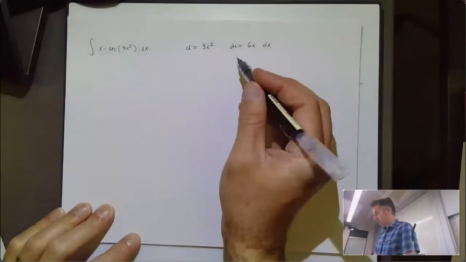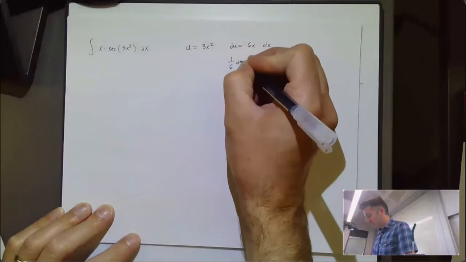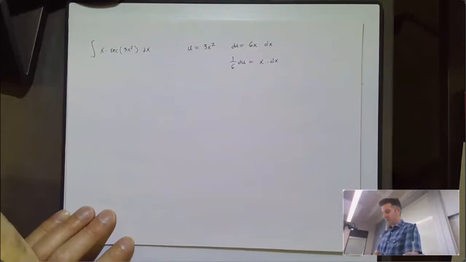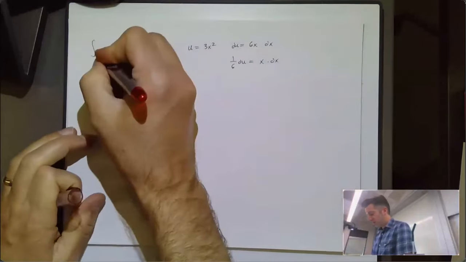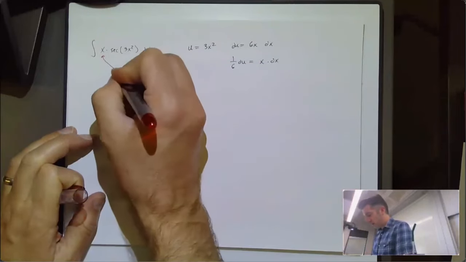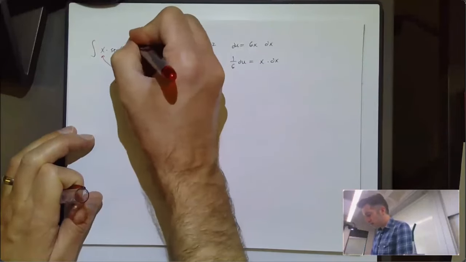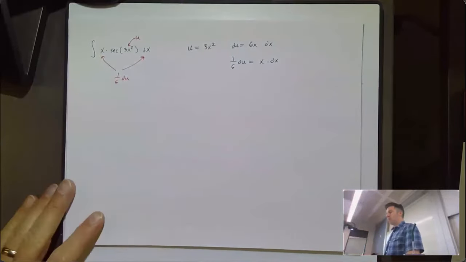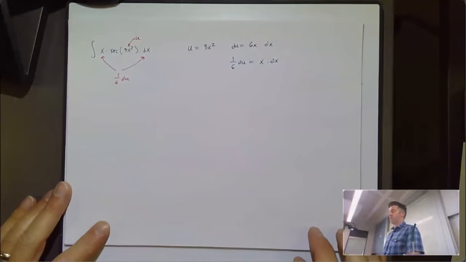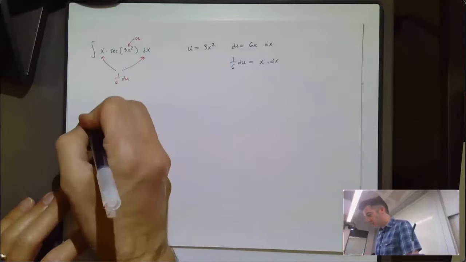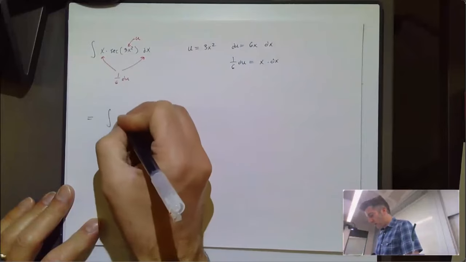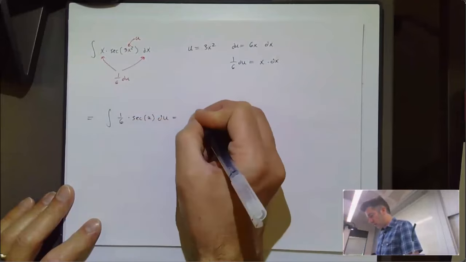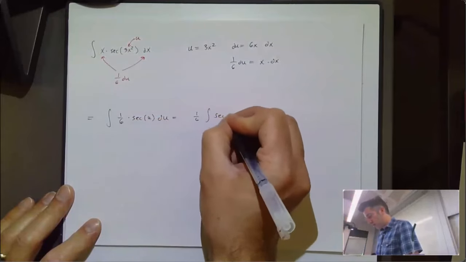So adjusting my du a little bit, I have 1/6 du is equal to x times dx. There's my 1/6 du. There's my u. So I can rewrite this. I don't know if we've actually talked about this, but we'll go there. This is going to equal the integral of 1/6 times secant of u du, which is 1/6 the integral of secant of u.